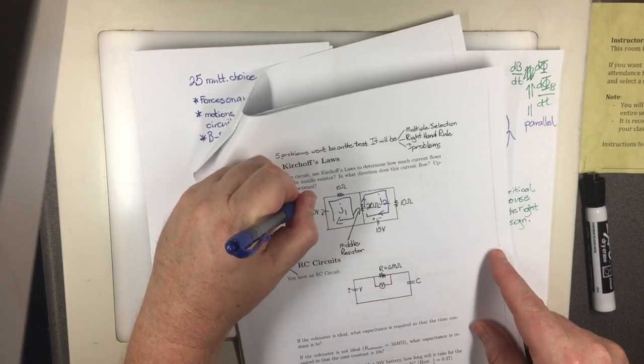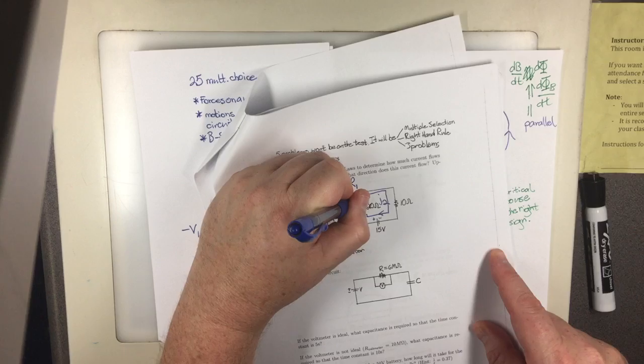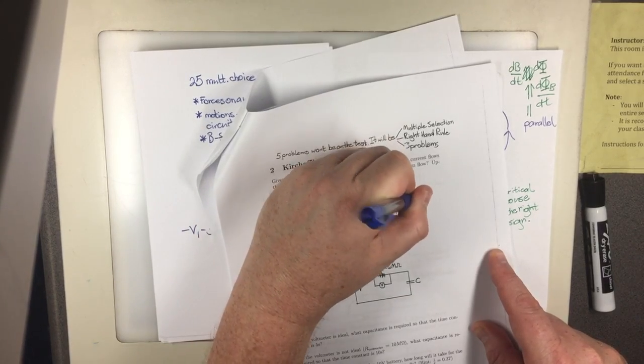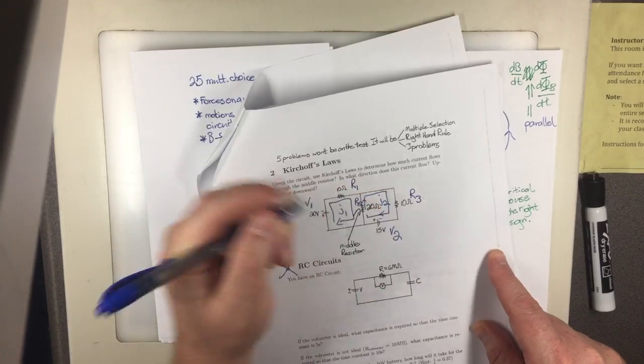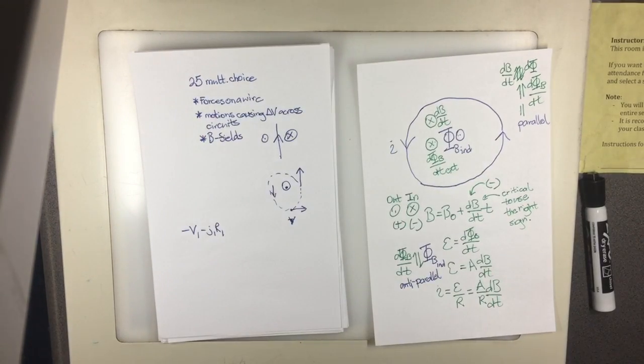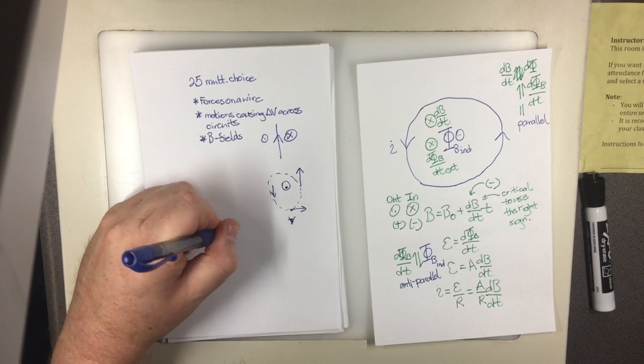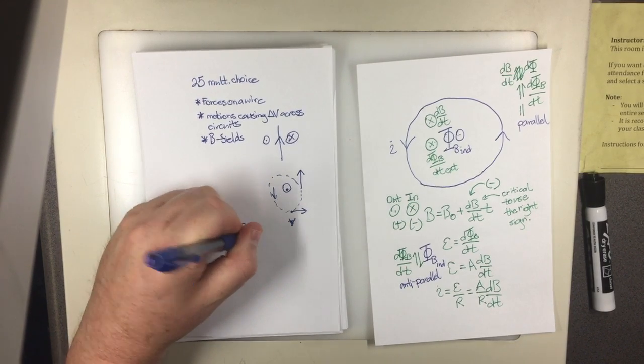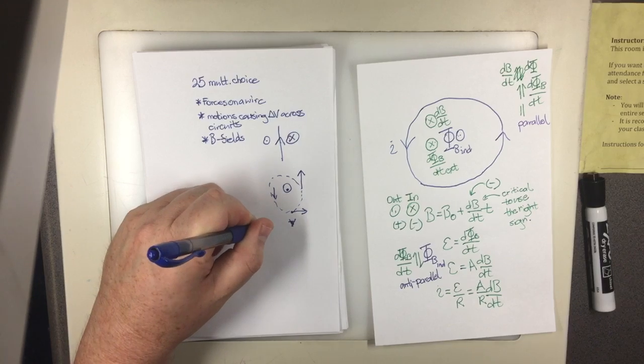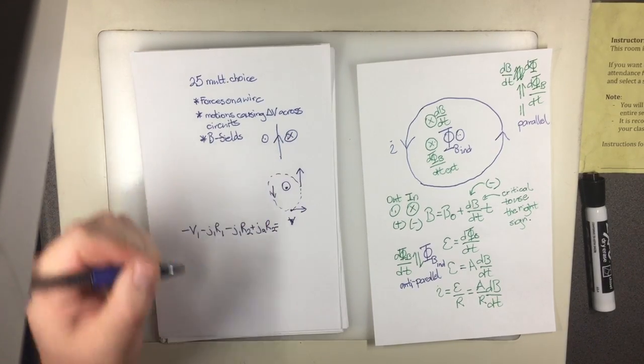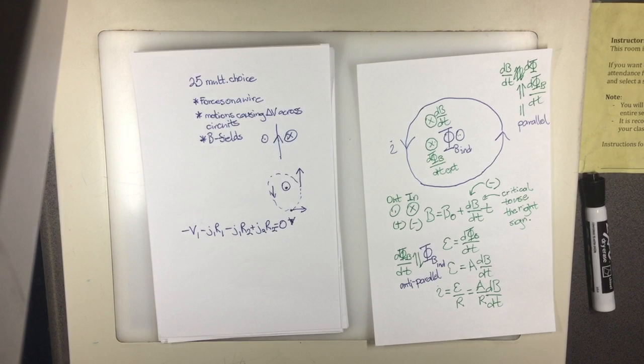Let me label them real quick. V1, R1, R2, and R3, and V2. Minus J1 R2 plus J2 R2. And that is all equal to 0. So that's a full loop. Remember that when you go through the middle resistor, it's all direction dependent. If you go from top to bottom, you're going with J1 but against J2. If you're going from bottom to top, you're going with J2 but against J1.